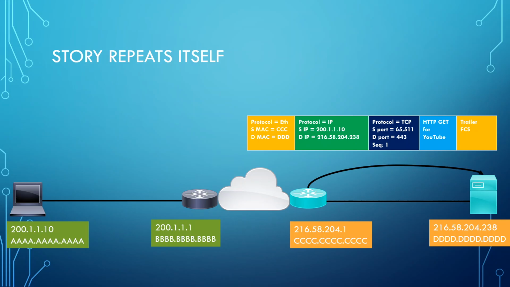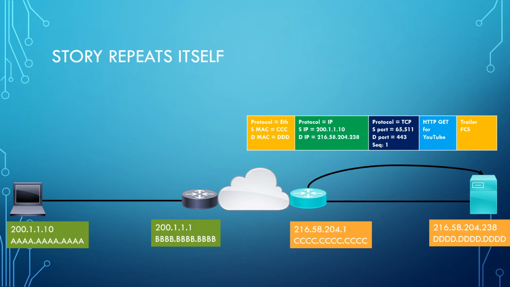YouTube.com's default router is going to receive this Ethernet frame that was transmitted by Bob's router, look at the layer 2 information, and realize that this frame is destined for itself, so it's going to process that further. It looks at the IP header and realizes, wait a minute, this frame isn't actually meant for me. This frame is meant for the web server residing on the 216.58.204 network. So now I'm going to look at my routing table and build a new Ethernet header and trailer.